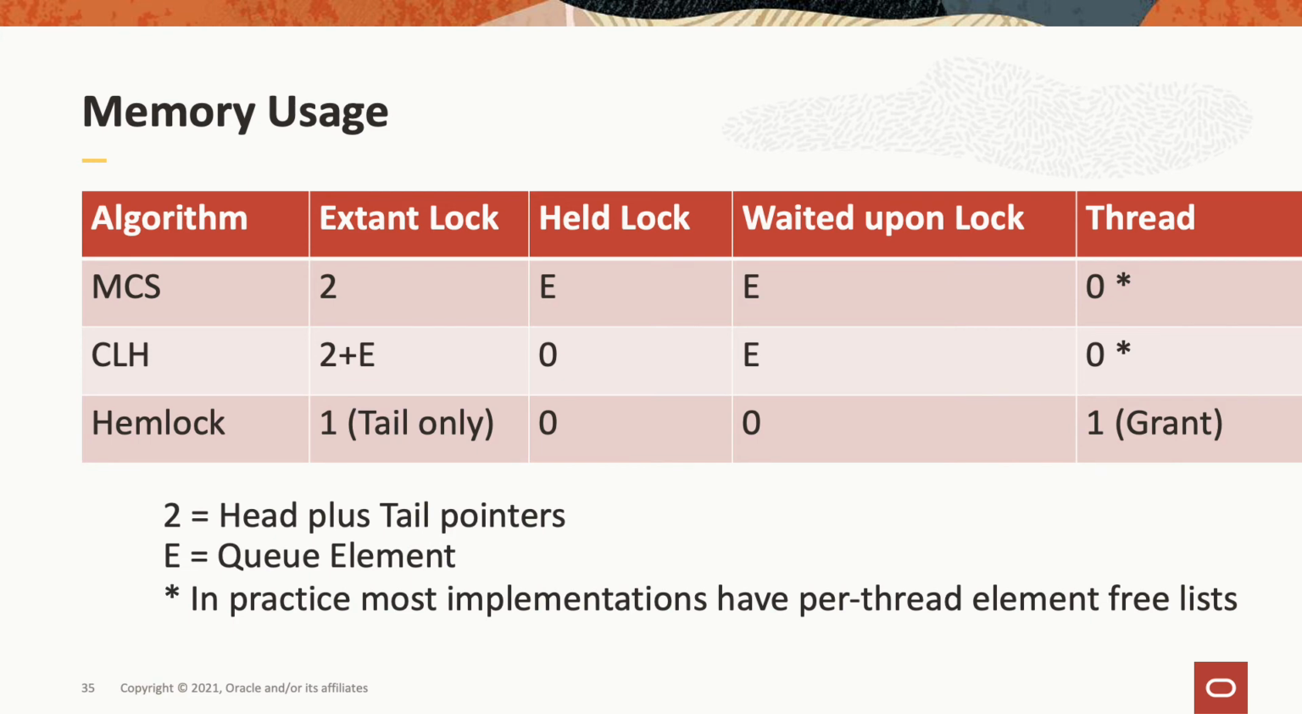Hemlock is quite different. Each extant lock requires only one pointer, to the tail only. Each held lock has a 0 cost. Each waited upon lock has a 0 cost in memory. And per thread, we have one field, that being the grant field.